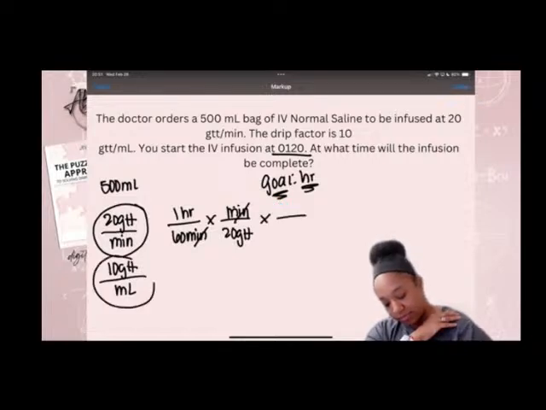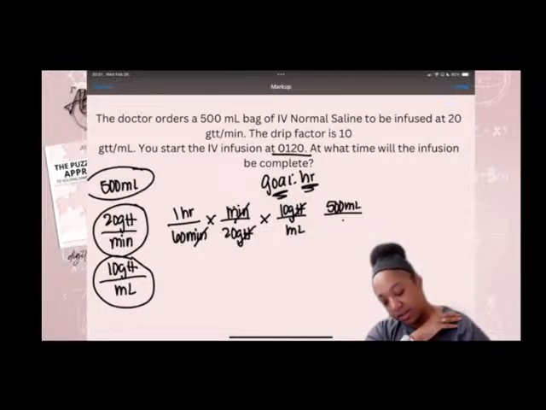The top. This has drops in it. Let's put it on the top. Boom. And then now we have milliliters on the bottom. This is the last one with the milliliters in it. Everything is now gone except for hours.